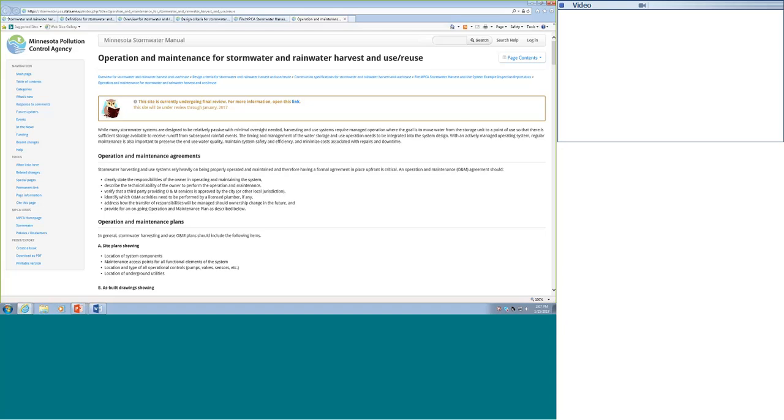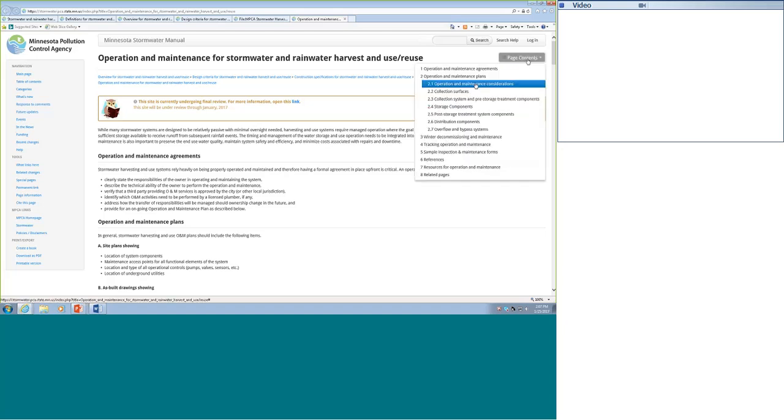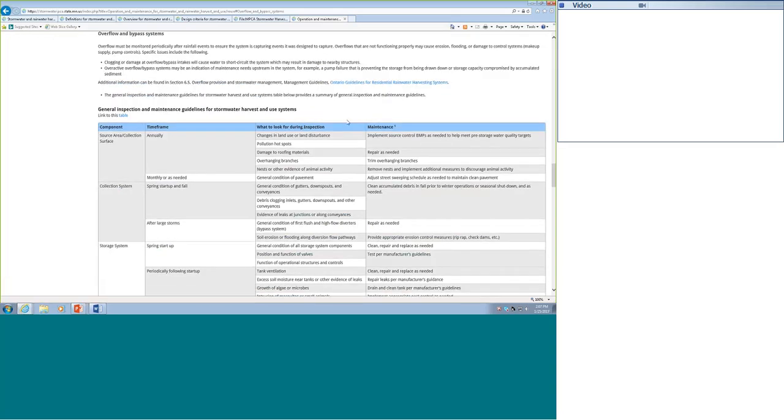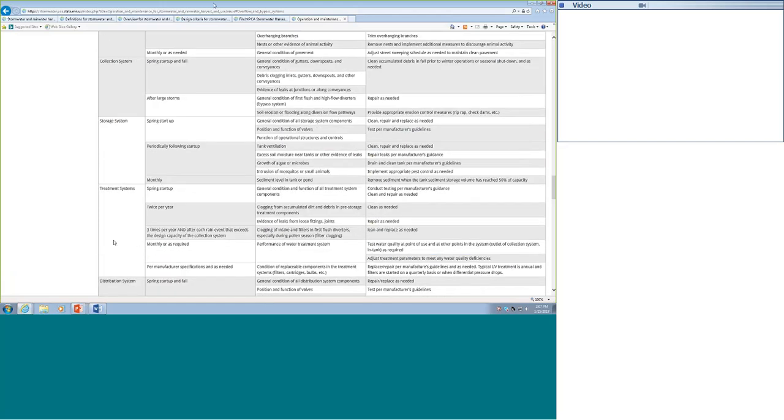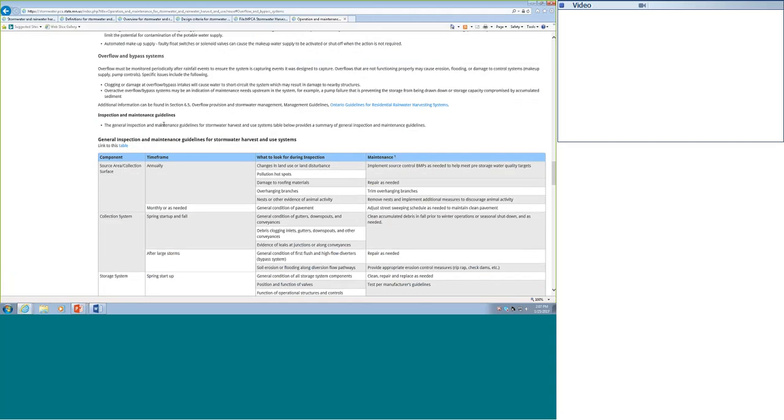Okay, I'm going to skip over some of the detailed information about all the different components that might go into an operation and maintenance plan or manual, and go to the summary table just after this section. So we summarized all the information in the preceding section that I skipped over by component. So we have the source area, collection system, storage system, treatment system, distribution system.